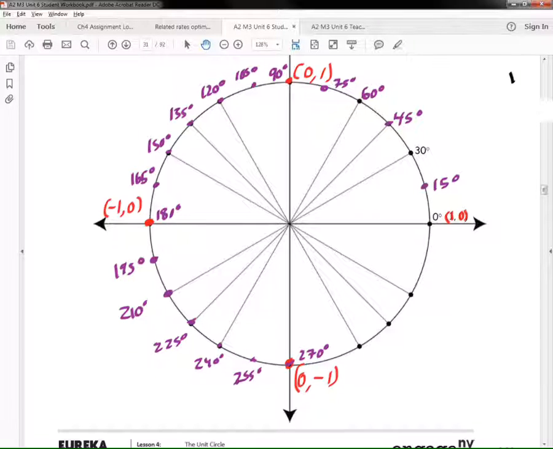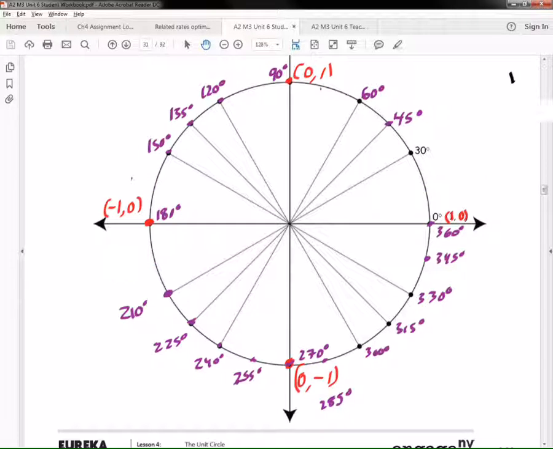All right, let's add 15 and keep going. Add 15, we get 285. Add 15, we get 300. Add 15, we get 315. Add 15, we get 330. Add 15, we get 345. And then finally, add 15 and get 360. We have all our angles. Now, we don't need these angles. They're not part of the unit circle.